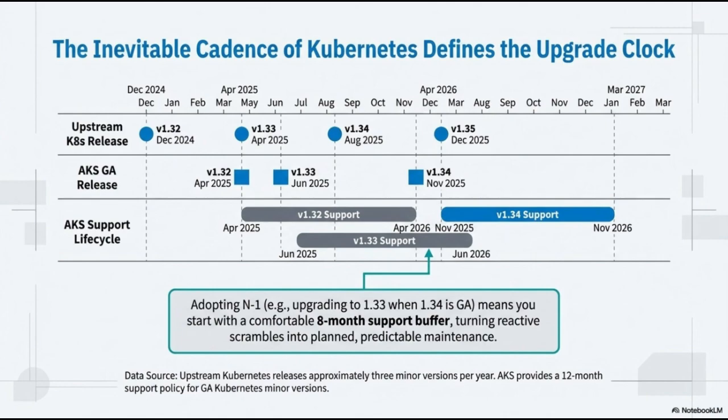If we try to stay on the absolute bleeding edge, we're constantly chasing the next release. Instead, we recommend an N-1 adoption strategy. For example, if we wait to upgrade to version 1.33 until 1.34 hits general availability, we immediately give ourselves a comfortable 8-month support buffer. By intentionally staying one version behind the latest release, we can move away from reactive, high-pressure scrambles and transition into a cycle of planned, predictable maintenance.